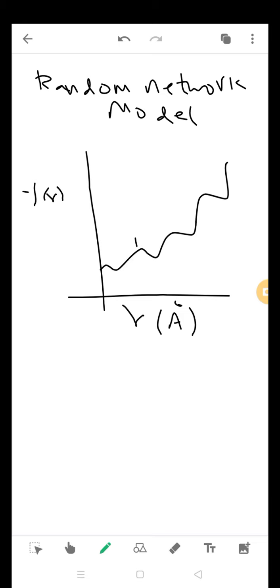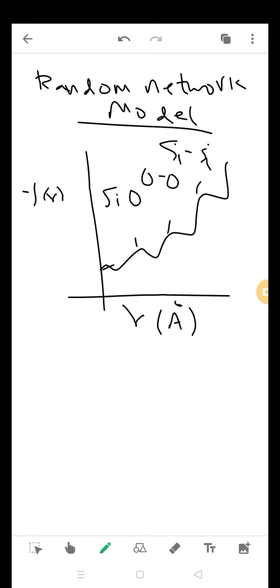So these peaks indicate the different bonds that usually take place. So this lowest one is your SiO2. There might be other bonds, like O-O bonds, or there can be a silicon-silicon bond as well. So these three peaks indicate the three different types of bonds that are taking place.